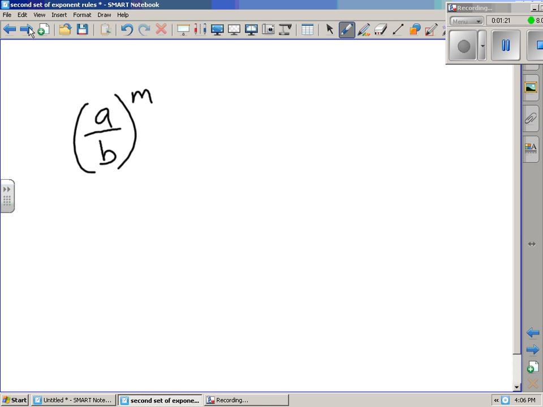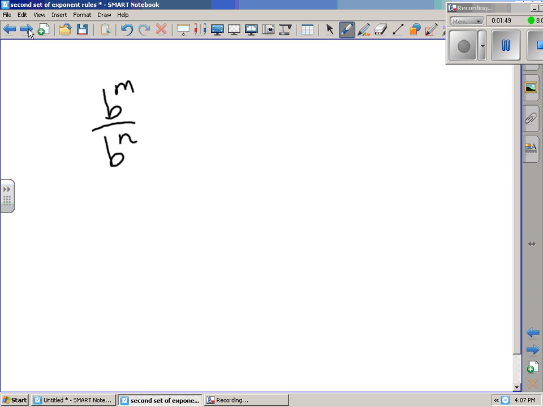Now we're going to summarize what we've done in the past few videos. So let's start with this problem. A over b, both variables, and m, a variable. We'll always use variables to summarize. This is the example in which we take the power and we give it to each piece. So power to a group you distribute to both the numerator and the denominator. So we have a to the power of m over b to the power of m.